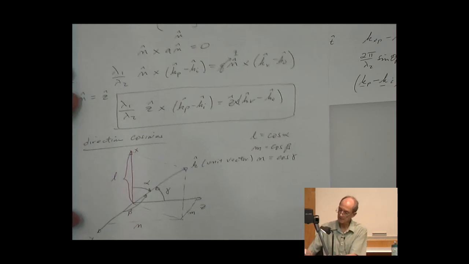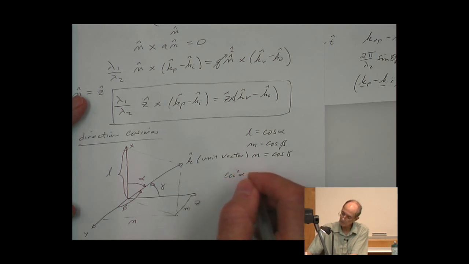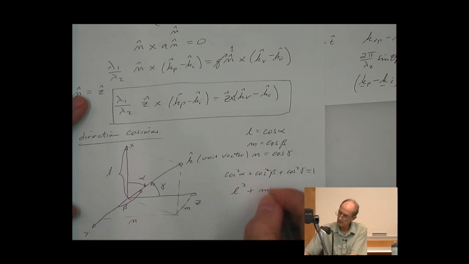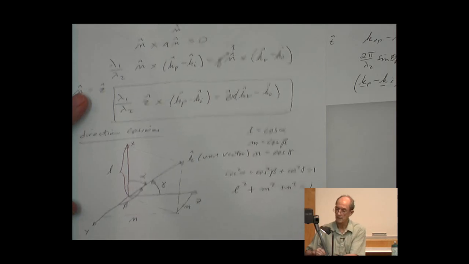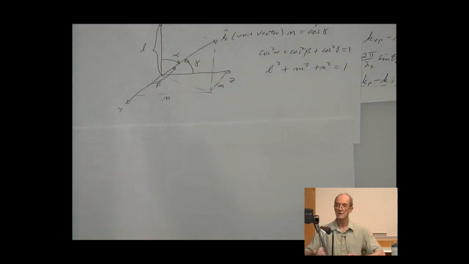And the nice thing about this is we also have that cosine squared of alpha plus cosine squared of beta plus cosine squared of gamma equals 1, or L squared plus m squared plus n squared equals 1. So it turns out the direction cosines are going to be very useful in talking about these ray trajectories. These vectors are nice, but if we really want to do the calculation, it's nice to break it down into something relative to a coordinate system that we can reference ourselves to.